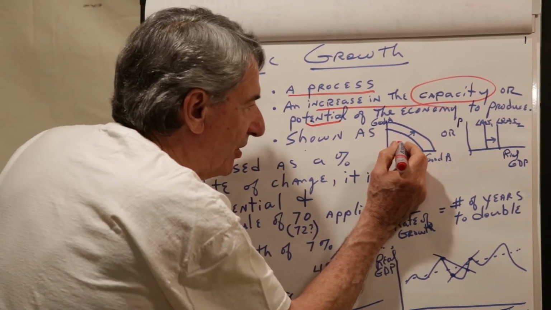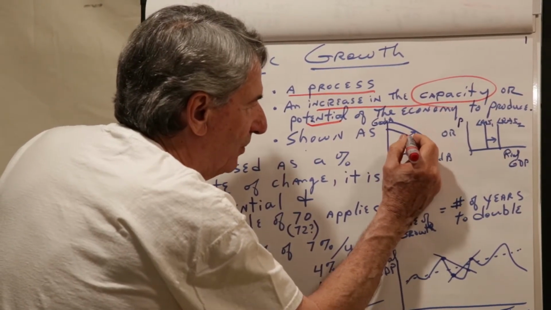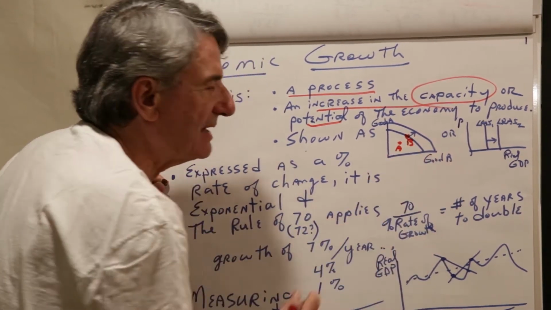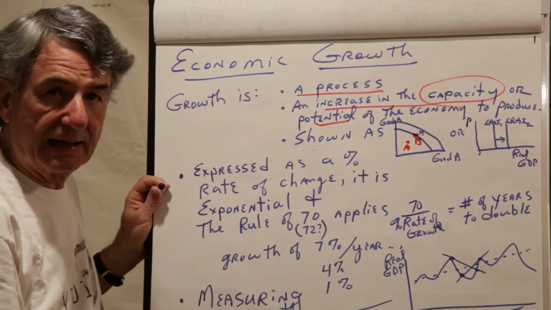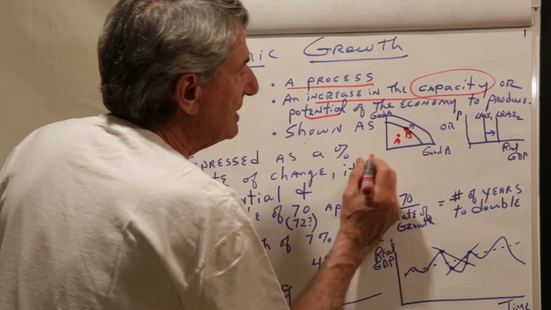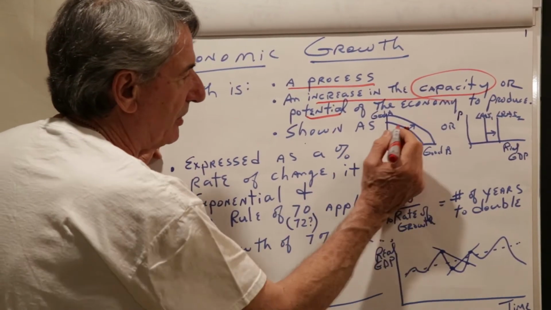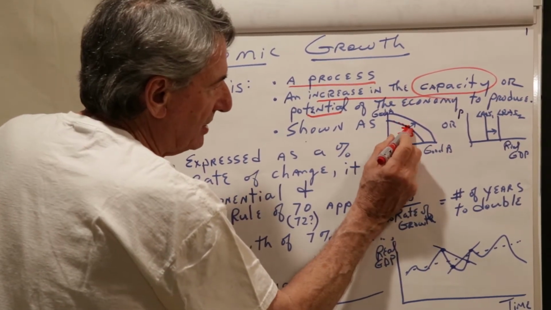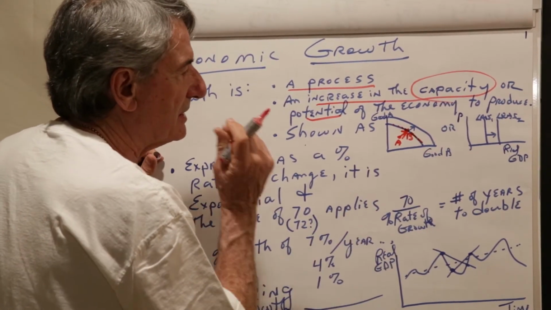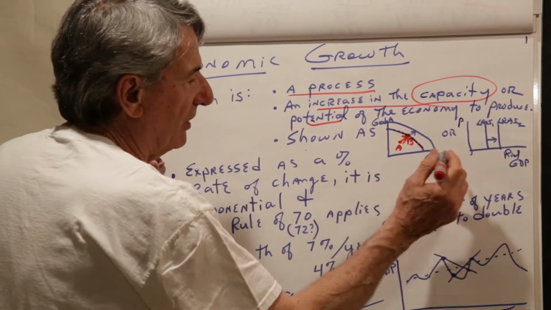Is this economic growth if we start from point A and move to point B here? Is that economic growth? Wrong. It is not economic growth because it's not an increase in the capacity of the economy to produce. It is an increase in output, but not an increase in the capacity. The production possibilities frontier shows the capacity. So it's got to be a shift to be growth.